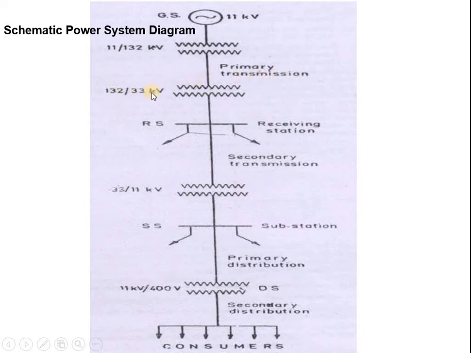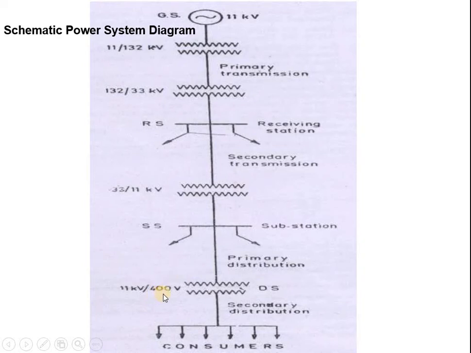This 132 kilovolt is again converted into 33 kilovolt with the help of step down transformer and this 33 kilovolt is then received at receiving station. We can use this 33 kilovolt for specific application. After this, 33 kilovolt is again transmitted via transmission line and fed to the transformer. This transformer makes the step down into 11 kilovolt. This 11 kilovolt is again transmitted via transmission line and this is called as a primary distribution.